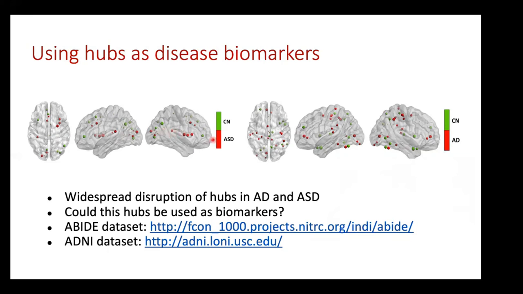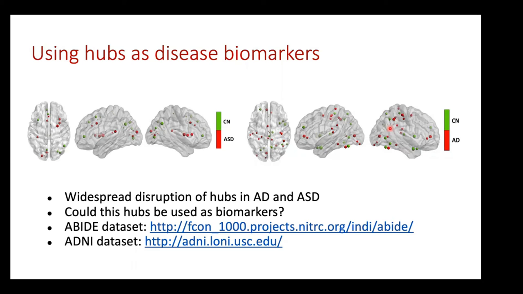subjects. So red are the hubs that are prominent in autistic patients, and green ones are the hubs important in cognitive normal. CN means cognitive normal subjects. So these hubs are differently associated in autistic patients. And then Alzheimer patients and cognitive normal subjects, the hubs are different.